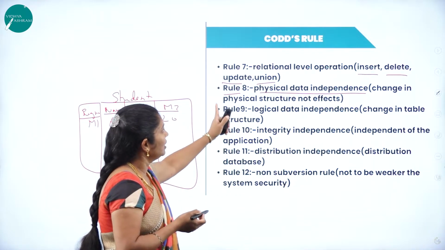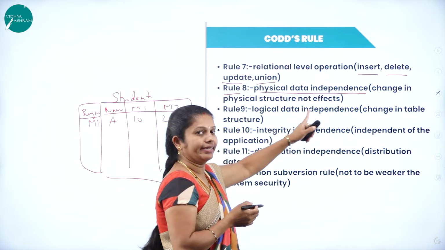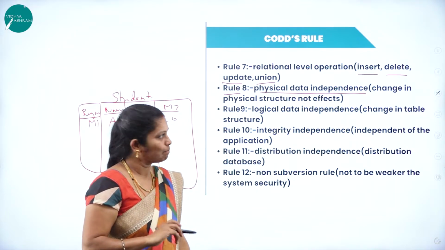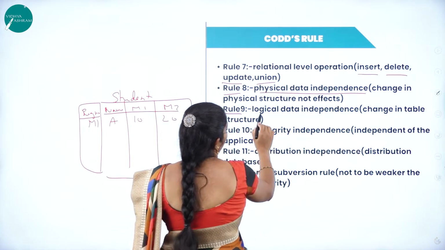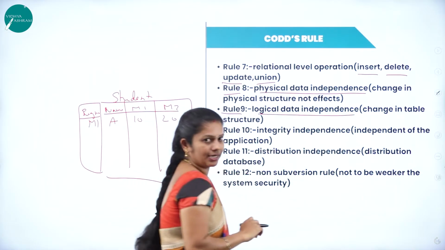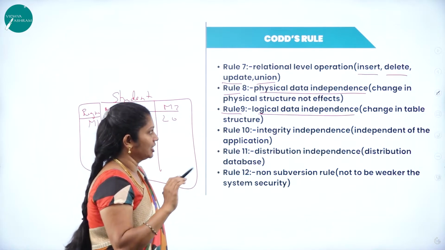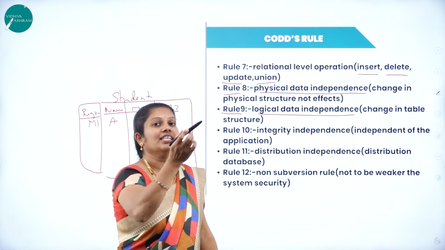That is, rule 8 says physical data independence must be there. Then rule 9 says logical data independence: a change in the table structure will not affect the external level.